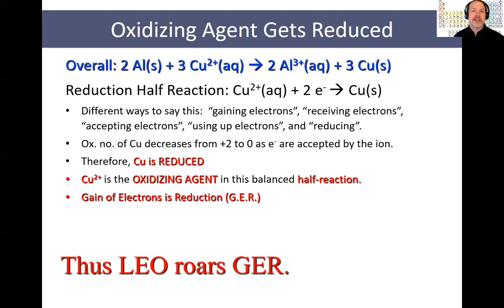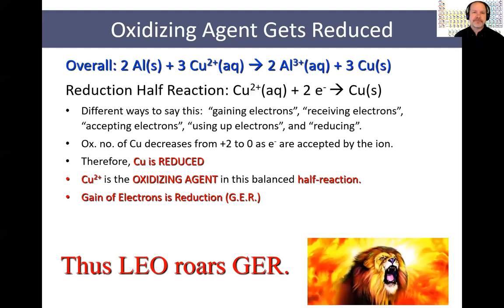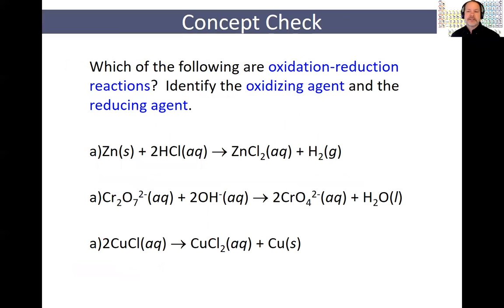So if you're gaining electrons, you're being reduced, call that GER. So you can remember LEO, says GER. Now here's a few practice problems for you to look at. You can pause the screen here, your video, and see if you can identify the oxidation states of each of the elements in these 3 different chemical reactions, and then also who are the oxidizing and reducing agents.